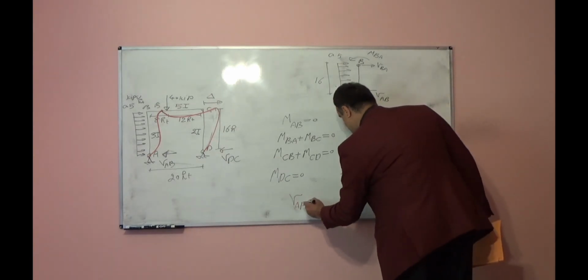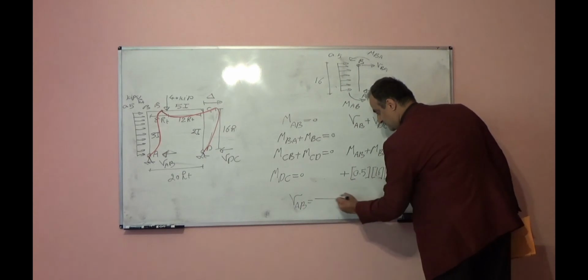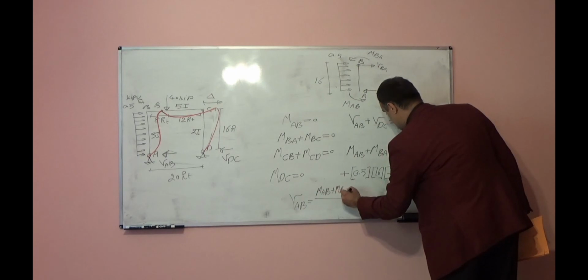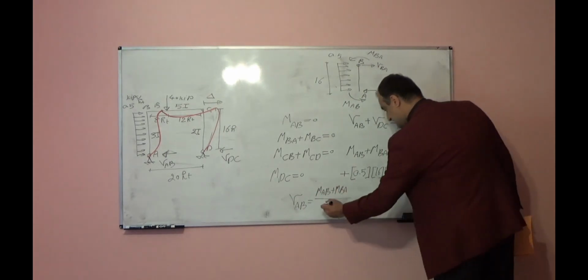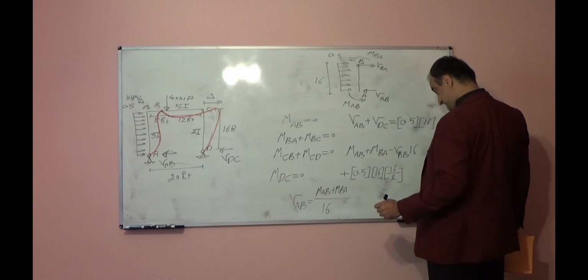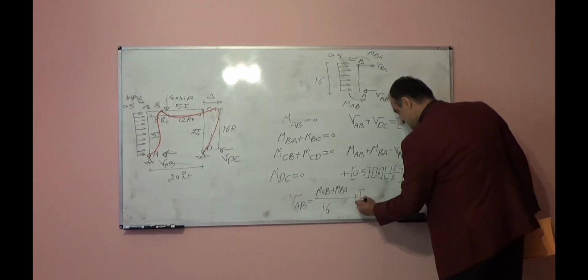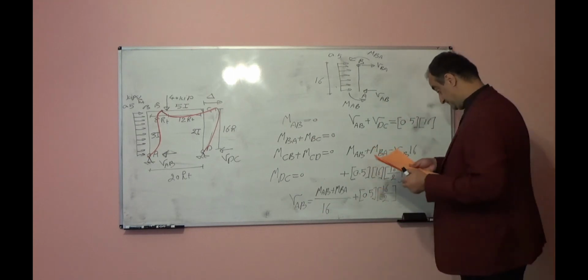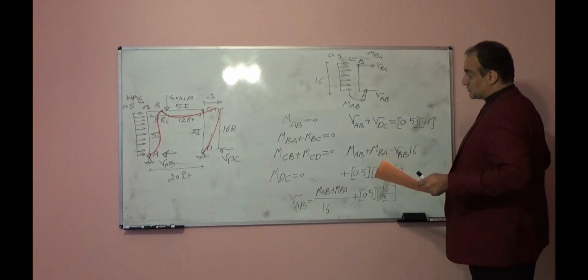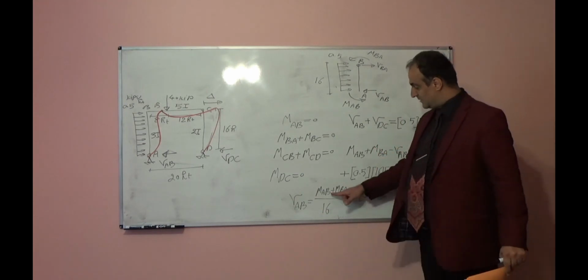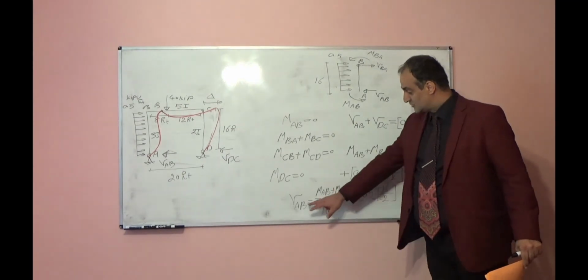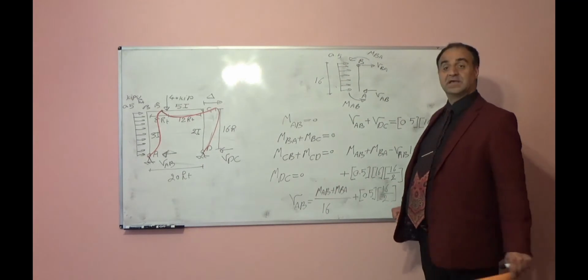VAB is equal to MAB plus MBA divided by 16 plus 0.5 times 16 over 2. Now MAB plus MBA, I have these in terms of theta. I can plug them here, so VAB will be in terms of theta.